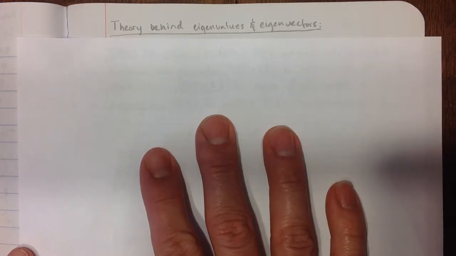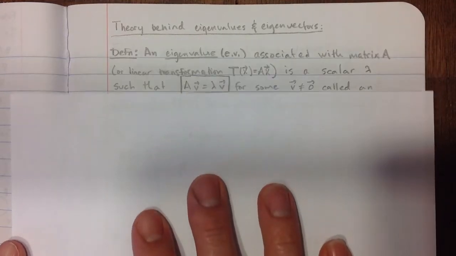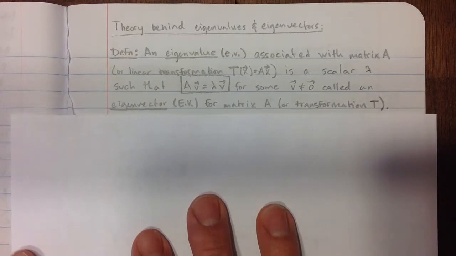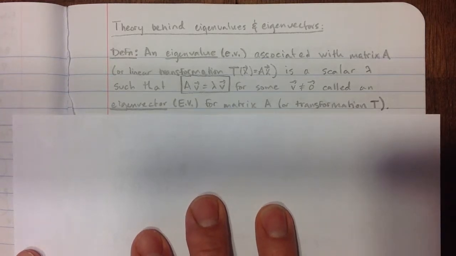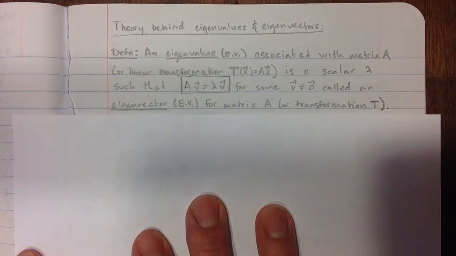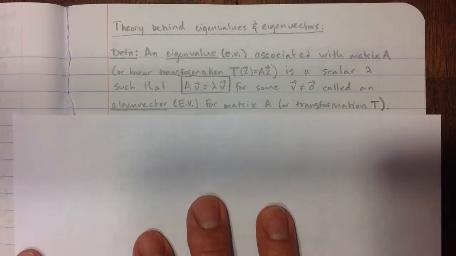or a transformation T. Essentially, our definition says that an eigenvalue, sometimes I call these lowercase ev's, associated with a matrix A or linear transformation T of x, where that T of x is equal to A times x, is a scalar lambda such that A times that vector v is equal to lambda times that vector v for some non-zero vector v called an eigenvector for that matrix or transformation.